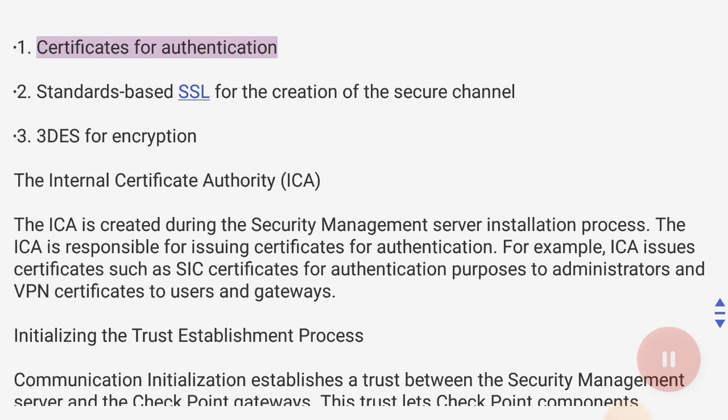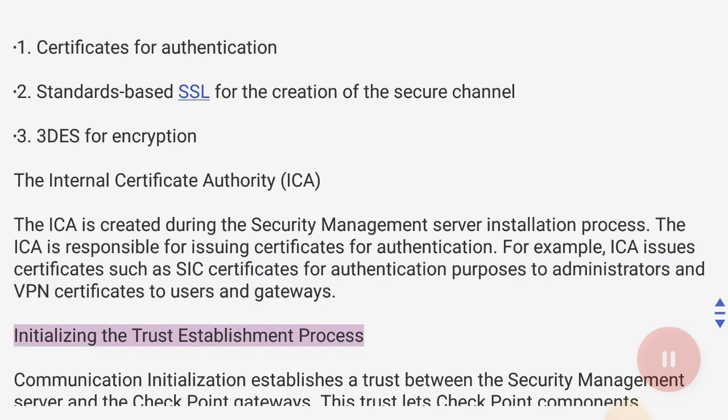1. Certificates for authentication. 2. Standards-based SSL for the creation of the secure channel. 3. 3DES for encryption. The Internal Certificate Authority (ICA). The ICA is created during the Security Management Server installation process. The ICA is responsible for issuing certificates for authentication. For example, the ICA issues certificates such as SIC certificates for authentication purposes to administrators, and VPN certificates to users and gateways.